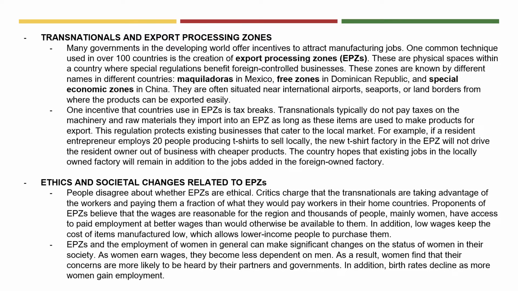One incentive that countries use in EPZs is tax breaks. Transnationals typically do not pay taxes on the machinery and raw materials they import into an EPZ as long as these items are used to make products for export. This regulation protects existing businesses that cater to the local market. For example, if a resident entrepreneur employs 20 people producing t-shirts to sell locally, the new t-shirt factory in the EPZ will not drive the resident owner out of business with cheaper products. The country hopes that existing jobs in the locally owned factory will remain in addition to the jobs added in the foreign-owned factory.